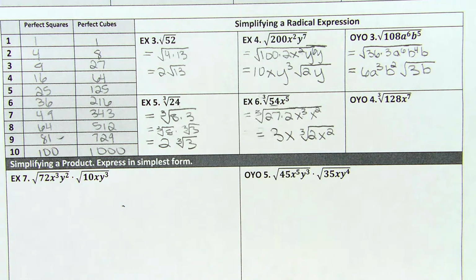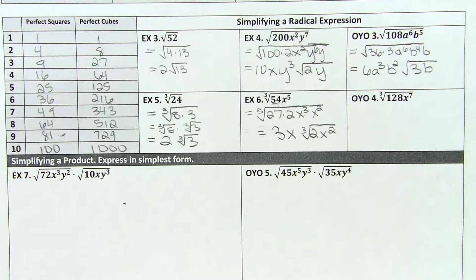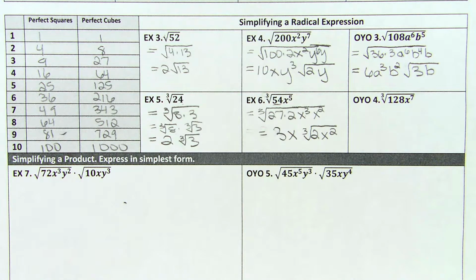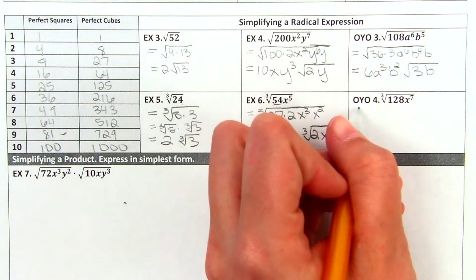So now, pause the video again. Take a second and try to work this on your own, number 4. I'm going to go ahead and move on to the solution. So with this one, we're wanting to find the largest perfect cube that goes into 128. We should find that that is 64.